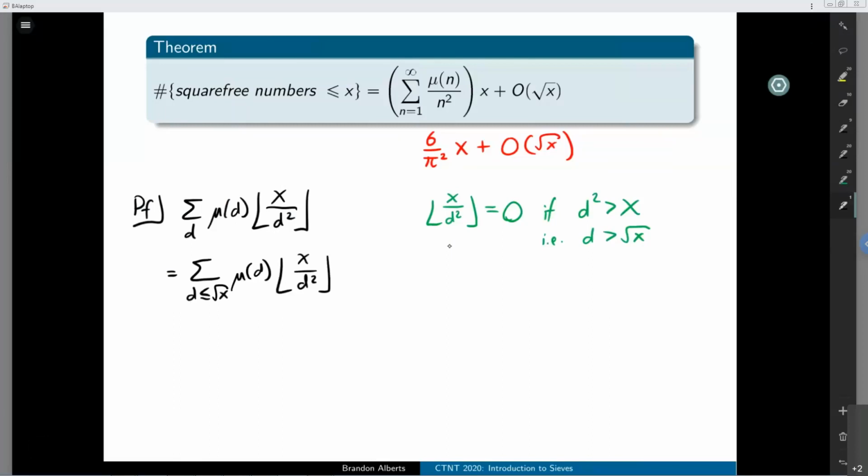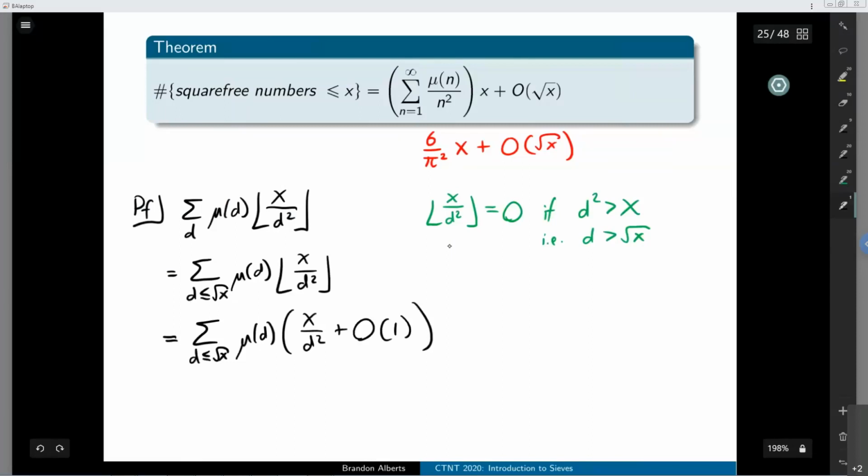That's important because if we write it out as an infinite sum, we have to be a little bit careful on the next step. On the next step, we take the floor function and say it's equal to whatever's on the inside plus big O of 1. And now let's distribute the summation. This is the sum over d less than or equal to square root of x of mu of d over d squared times x, plus big O of the sum over d less than or equal to square root of x of 1.